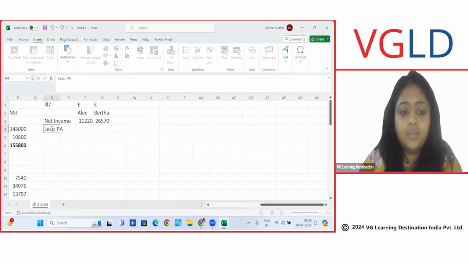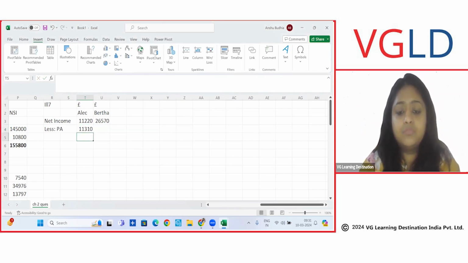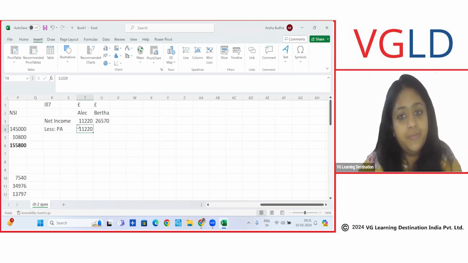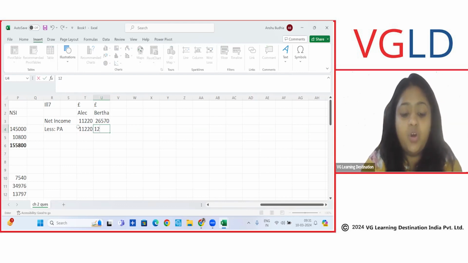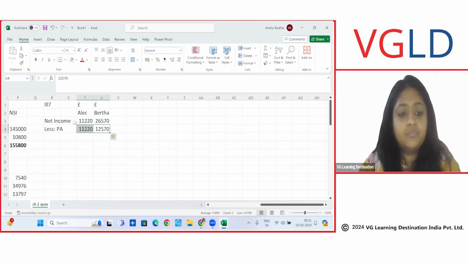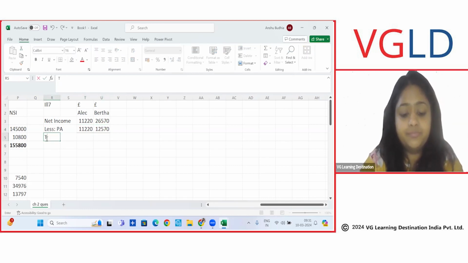Now let's reduce PA. Now you know that Alec will only get the PA which is after reduction of 1260. So it is 12,570 the PA. From this we will reduce 1260. Nikita, you've calculated? Let's check it once I've done it. So Alec will get a PA of 11,310. But 11,310 is also more than this. So we will reduce full 11,220. Clear? Here, Bertha will receive normal PA 12,570. I will reduce it and I will get taxable income.